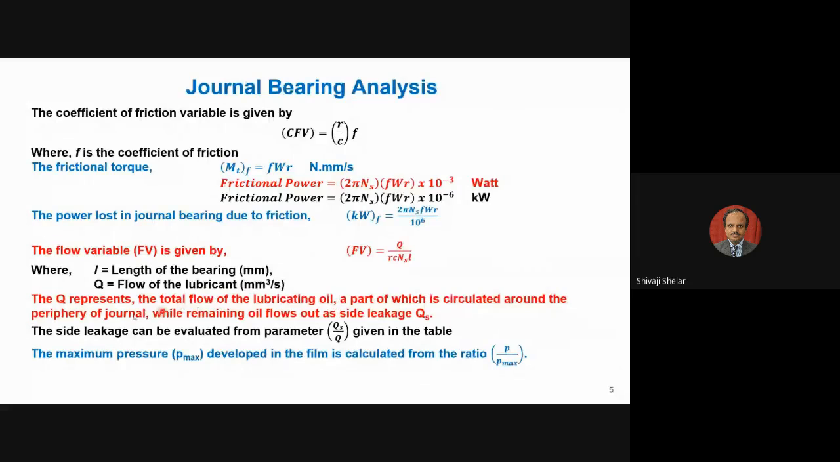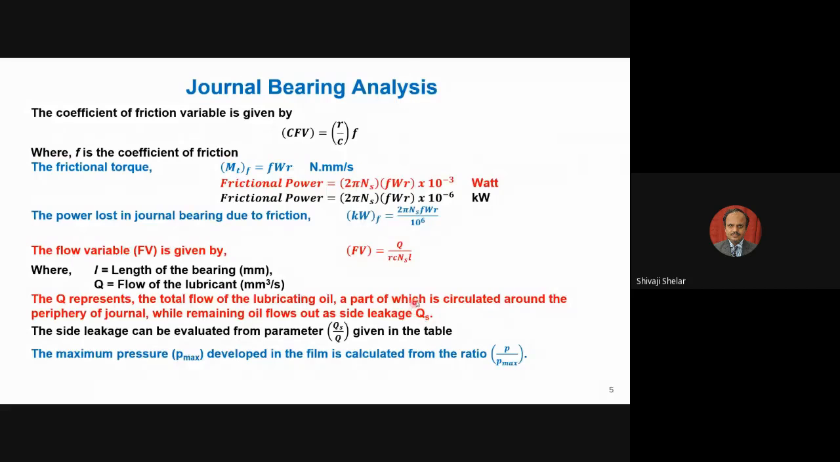This is the total flow rate, out of which a part of the fluid will flow around the periphery of the journal, while the remaining oil flows out as a side leakage, QS. So in the axial direction, QS will happen. Many times, if this leakage is open to the atmosphere, say we are not recirculating this oil, it is going waste, so we need to supply additional oil there.